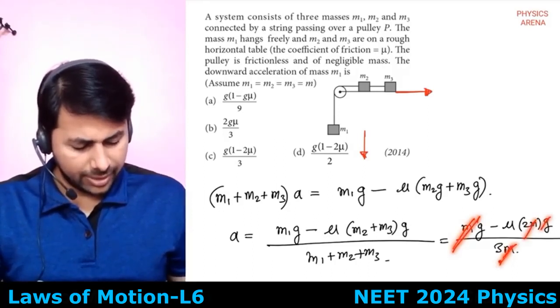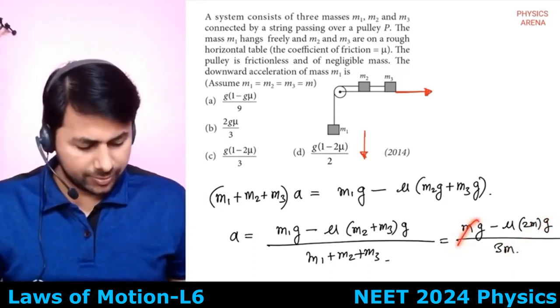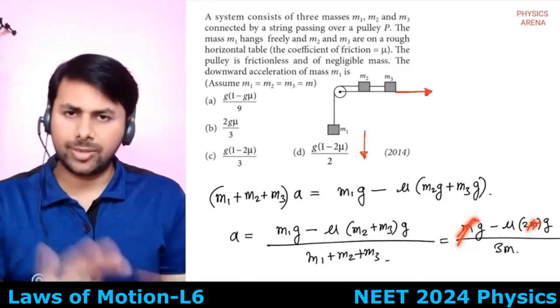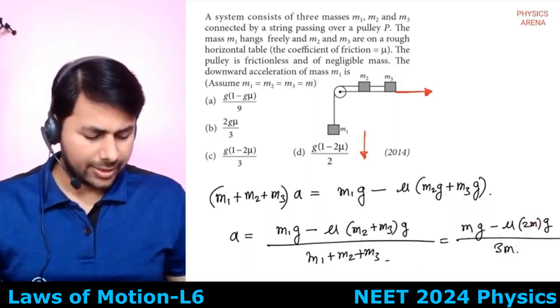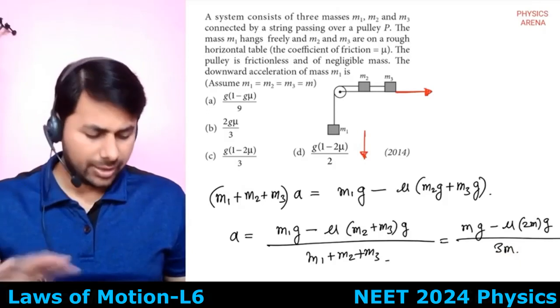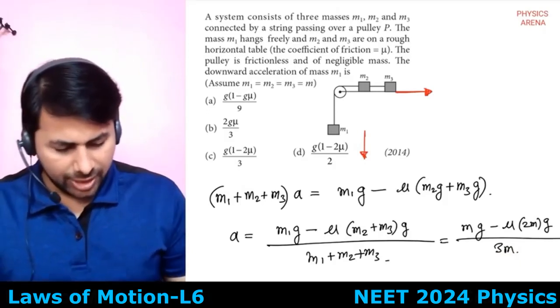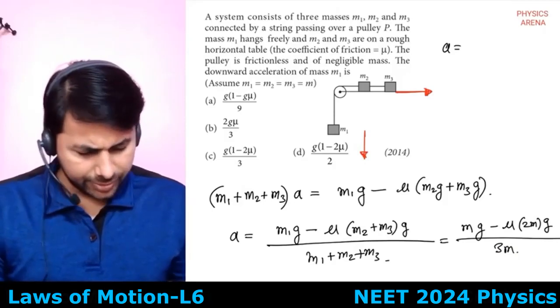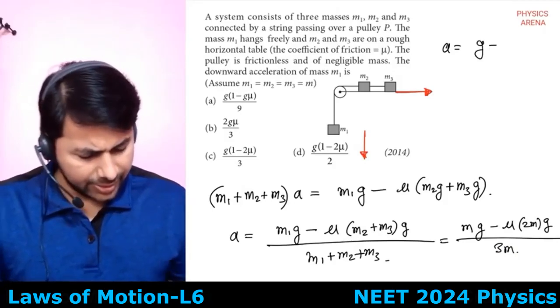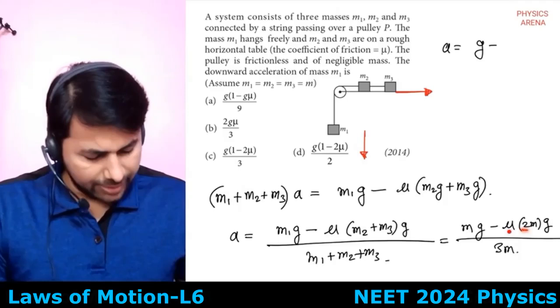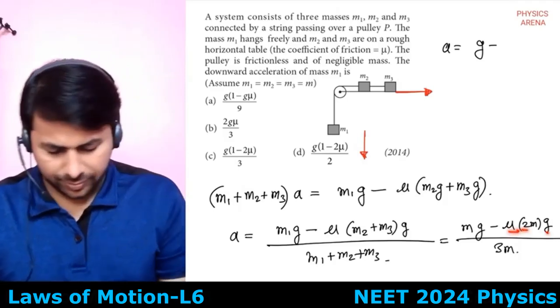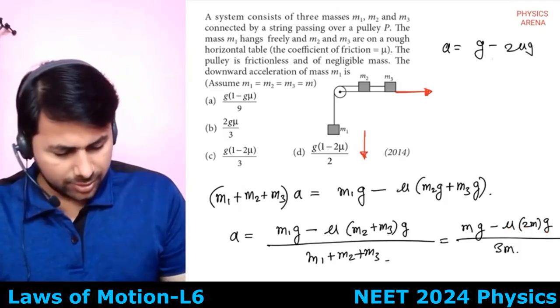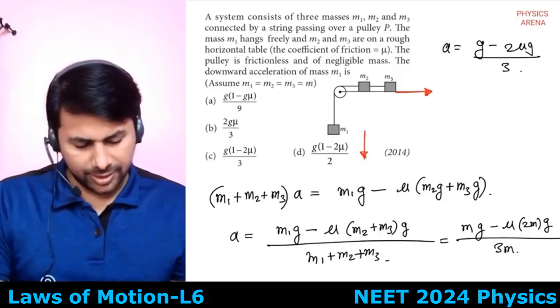So m and m will get cancelled out, right? From here I can take m common from the numerator, and in the denominator you have m, it will get cancelled out. So what are you left with? Acceleration will be equal to g minus 2 times mu into g divided by 3. This is the answer.